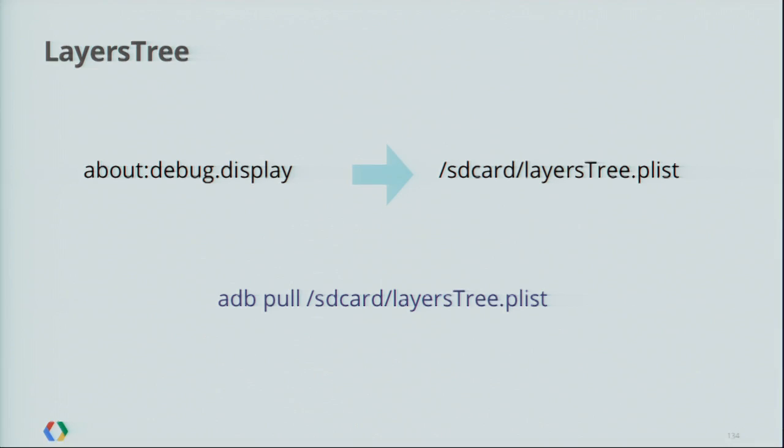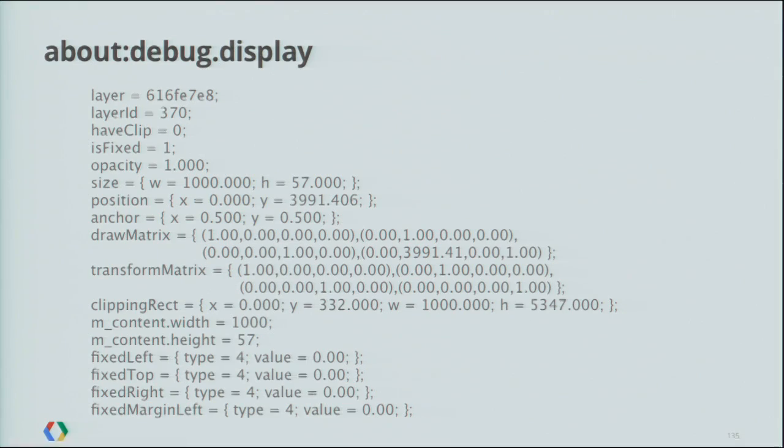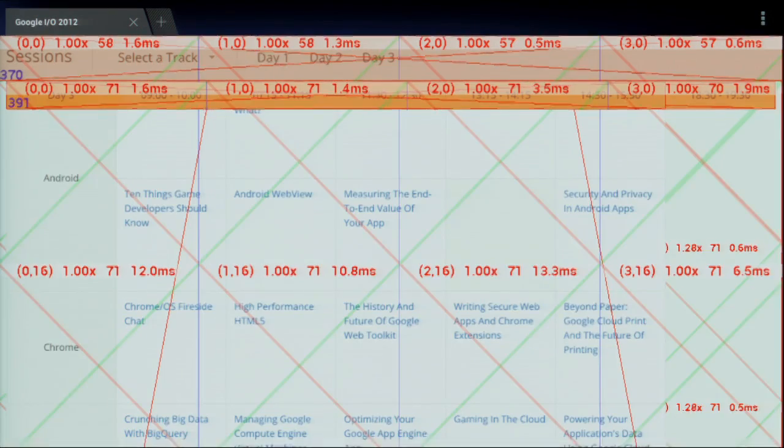The other interesting one is the layers tree. That's actually a problem in general with browsers, and in our case the WebView: there is no good debugging tool for layers. We provide at least this, which just gives you the tree of layers. If you look into it, you can, for example, look at the layer ID. This is a fixed element on the Google I/O web page, and you can see because there's fixed left, fixed top, fixed right, and so on. If you look at the layer ID, that corresponds to the blue number on the layer. So that can be helpful.